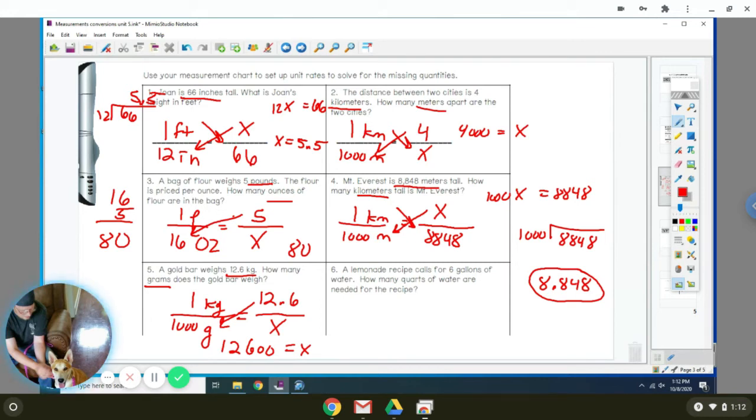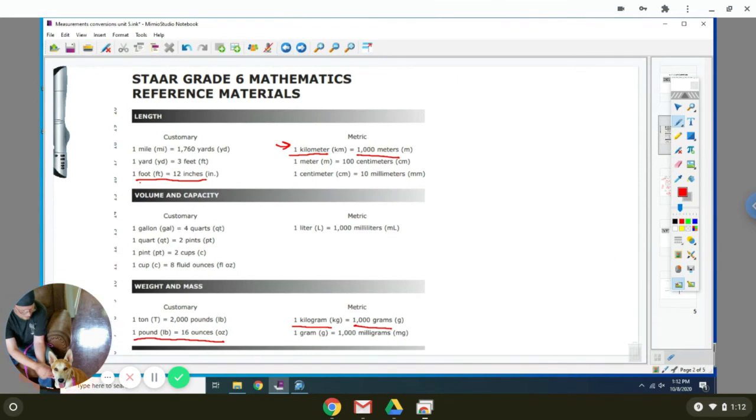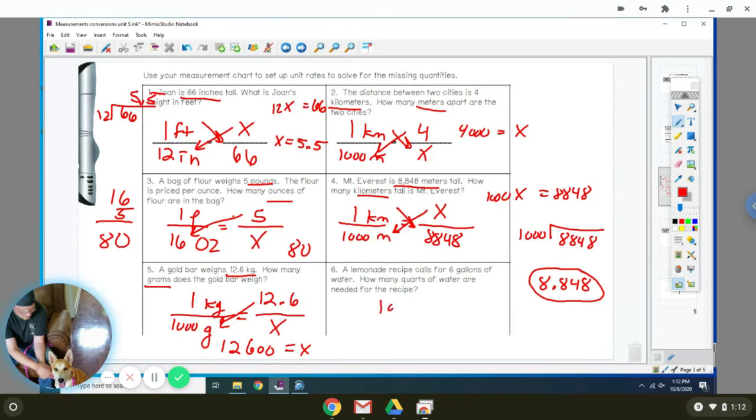6. A lemonade recipe calls for 6 gallons of water. How many quarts of water are needed for the recipe? So we're going to change gallons to quarts. So we're going to come over here and find that for every 1 gallon, it is 4 quarts. So you're going to write 1 gallon over 4 quarts. So 6 gallons is going to go on top over x. You're going to cross multiply. 6 times 4 is 24. So there's 24 quarts in 6 gallons. And that's how you do measurement conversions.